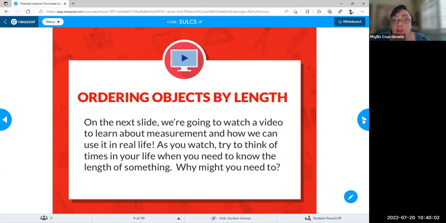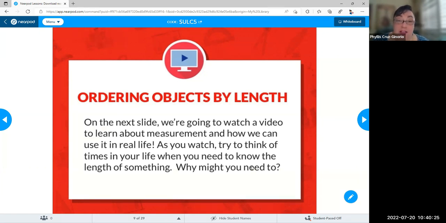As we watch this, try to think of times in your life when you need to know the length of something. That's important too. Do you know, I just had to do that? Yes, I just had to go measure my garage door for the painter. He had to know how big it was, how long it was, how tall it was, how wide it was. I had to give him all the measurements.